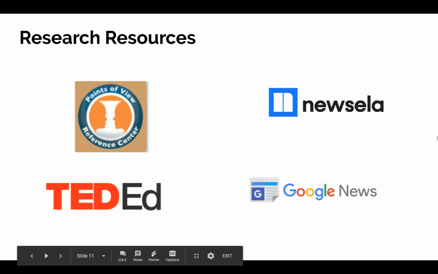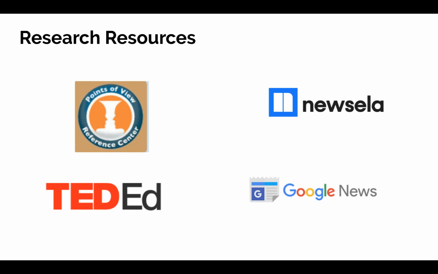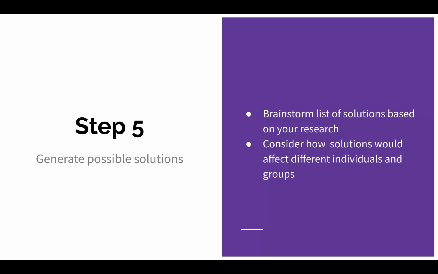Newsela, that is where you can find articles based on your reading level. So in a group, you can be working together, looking at the topics but working at an individualized reading level. TED-Ed provides great videos. So if you're more of a visual learner, that would help you. If you would like to hear what's going on, see what's going on, that'll be a good resource. And of course, Google News. So if you want to search for headlines and current events, that is a good place to start.